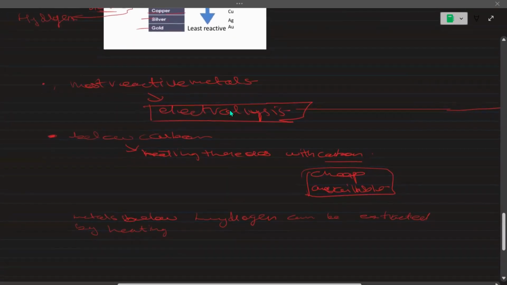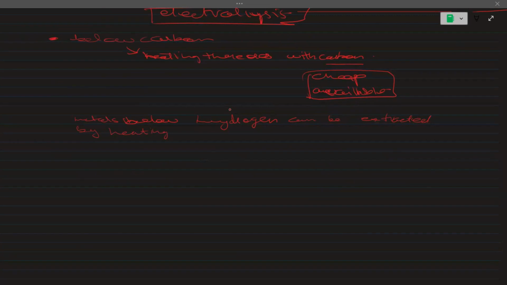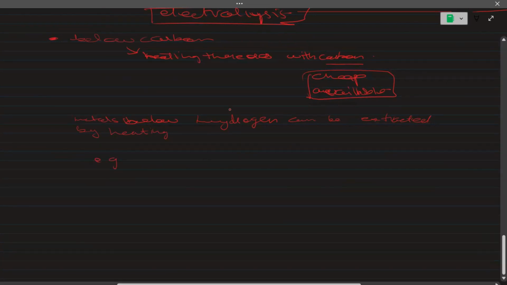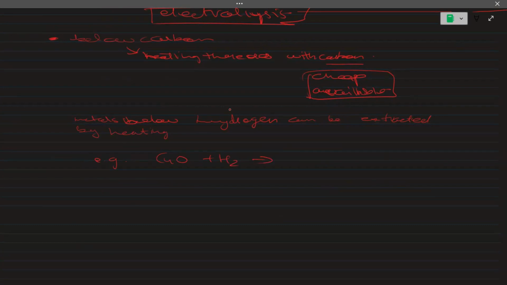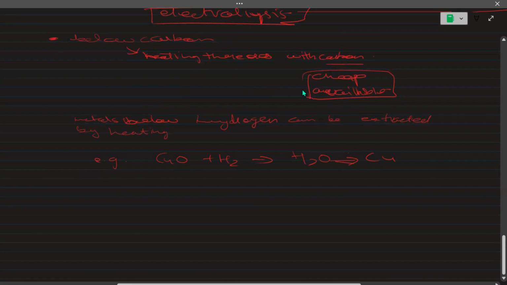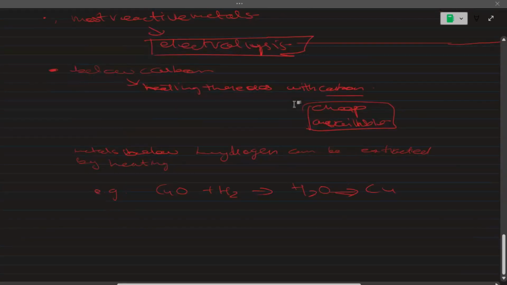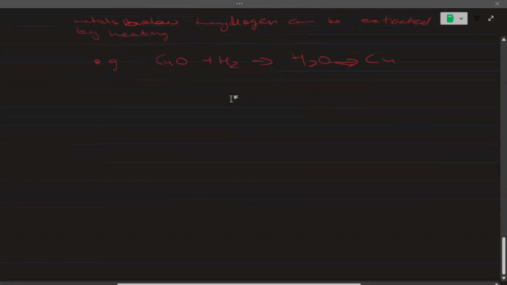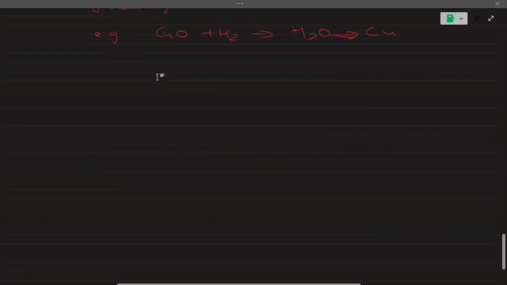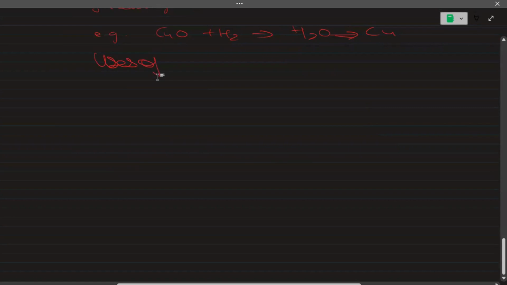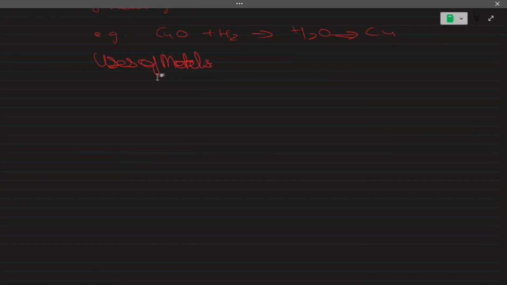So now let me give you an example of that. How is it done by hydrogen? The example is CuO plus H2. When this reaction happens, water, that is H2O, is created and copper is removed. So we are done with the properties of the reactivity series. Now let's go on to the uses of metals.